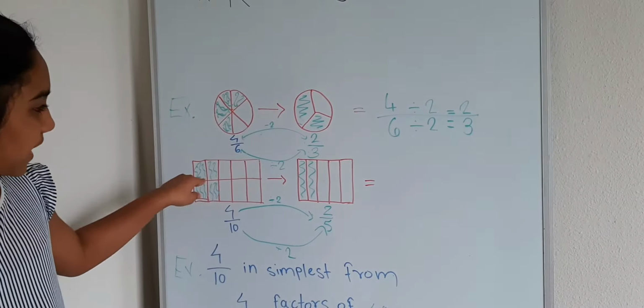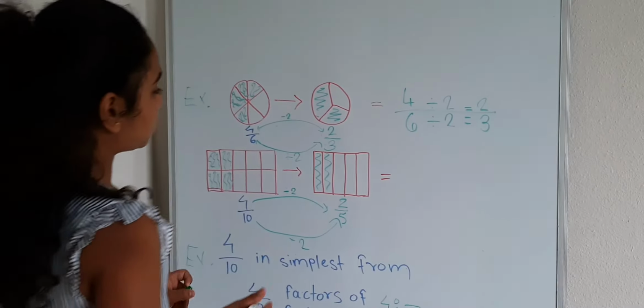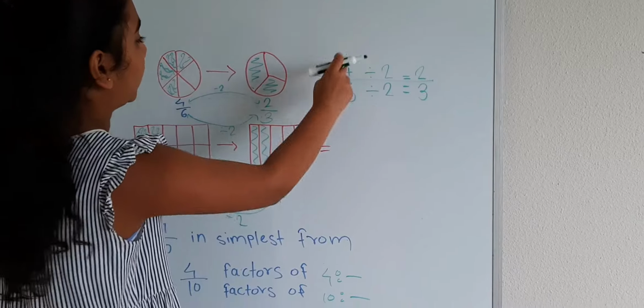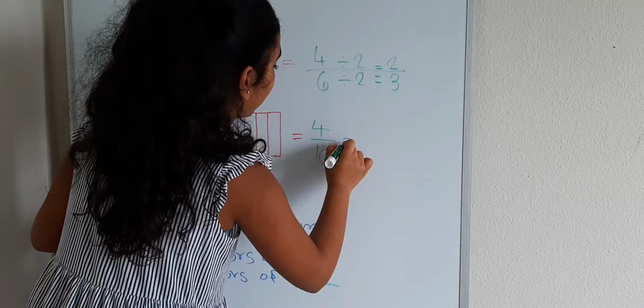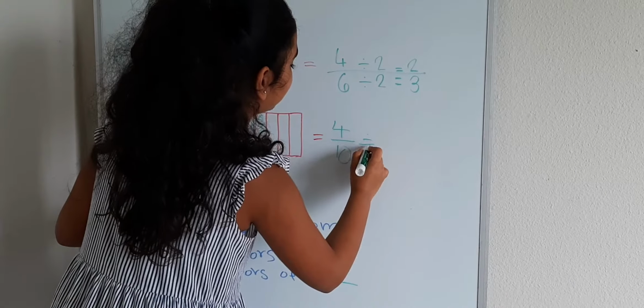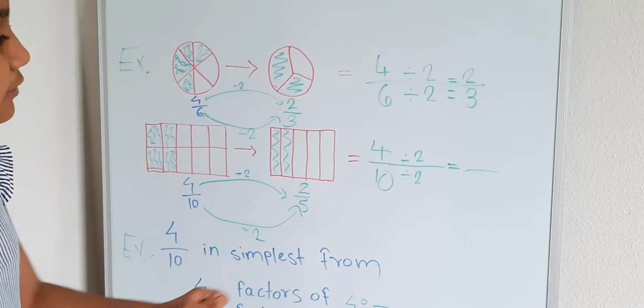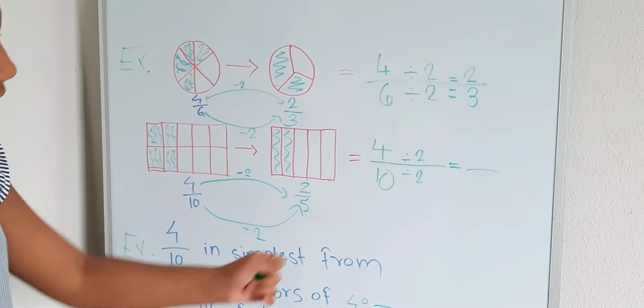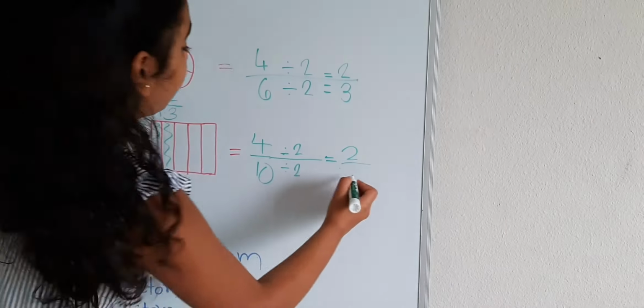These kind of look similar. Yes, they do. If you take out this line, both of them are equal. So now, what's our answer? Let's set this question up like we did over here. 4 tenths, divided by what? What did we divide by? Okay, now let's find out our answer. 4 divided by 2 is 2, and 10 divided by 2 is 5.